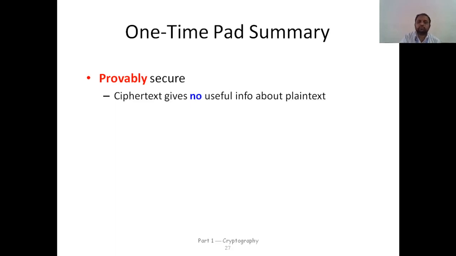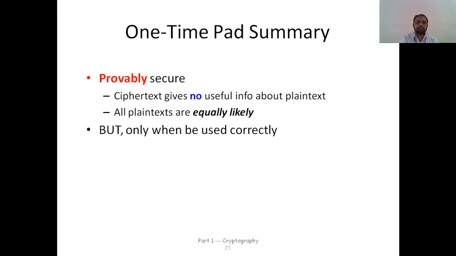Ciphertext gives no useful information about plaintext. All plaintexts are equally likely, but only when used correctly. The pad must be random; pad here means key. The key must be random. What I said earlier, the key will be different every time. It is used only once, and the key used for one particular transmission will be removed, and a fresh key will be used for the next transmission, for the next encryption and decryption.